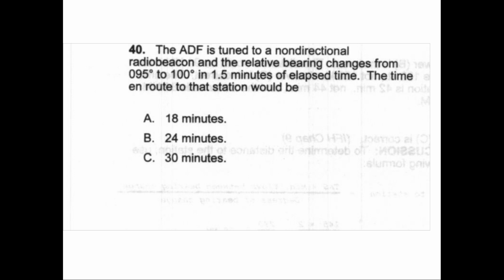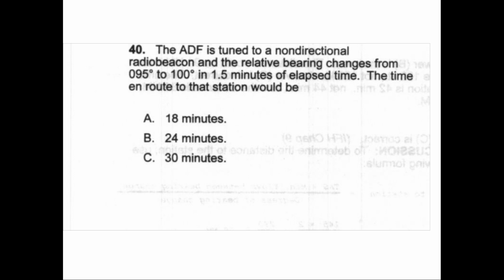Now what makes this even more frustrating in a way is that in some of these navigational problems, they will explicitly tell you that that assumption isn't true. And then they go right ahead and make the assumption anyway. So in this problem, we're told that we have an ADF tuned to a non-directional radio beacon and the relative bearing changes from 095 to 100 in 1.5 minutes.